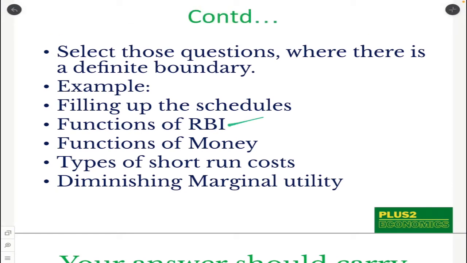Functions of RBI. There is a very clear-cut answer which says that these are the functions of RBI. Cover those heads without leaving any head, you will get good marks. Functions of money. Very clear, very well-defined question, and there is a very well-defined answer for it. Types of short-term costs. Again here, you know which are the different types of costs, and you just have to write the answer for that. Diminishing marginal utility. Again, a very, very important question from chapter number 2, microeconomics. Again, very well defined. It can be answered.